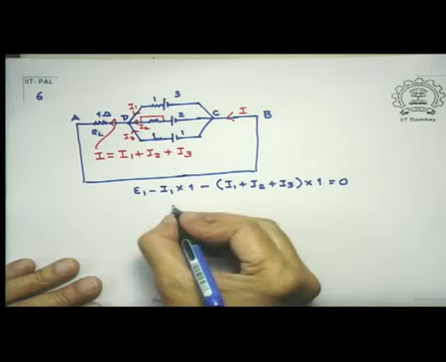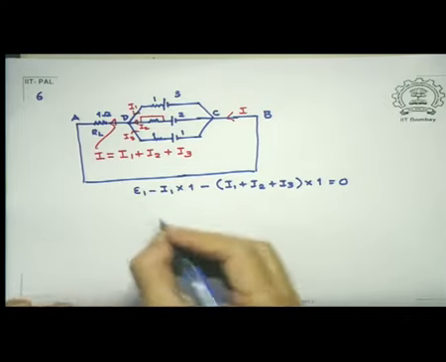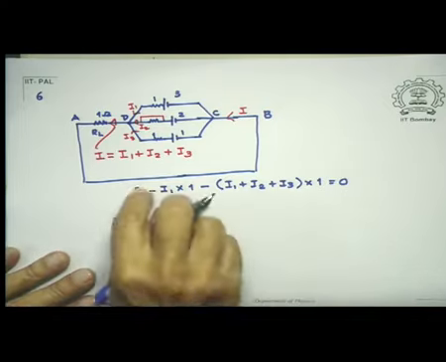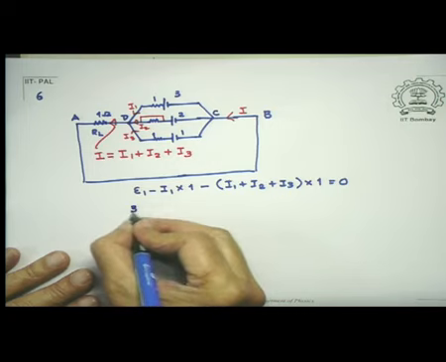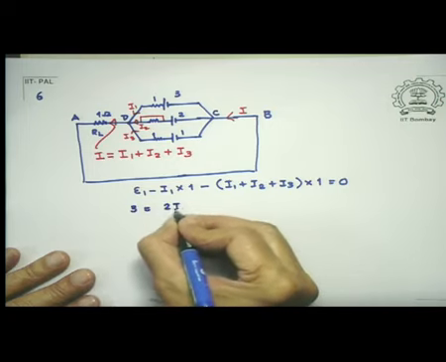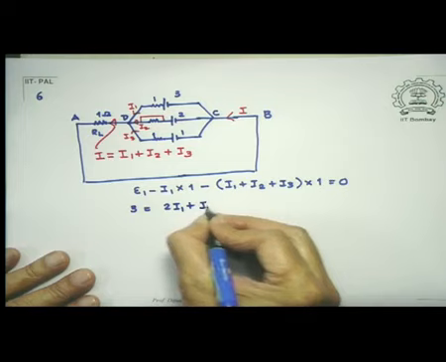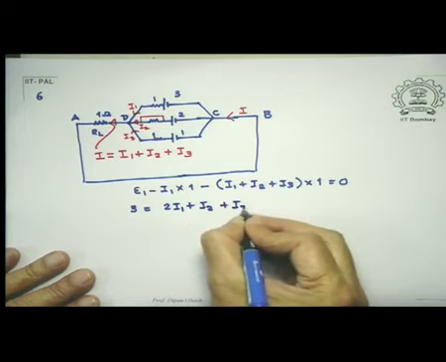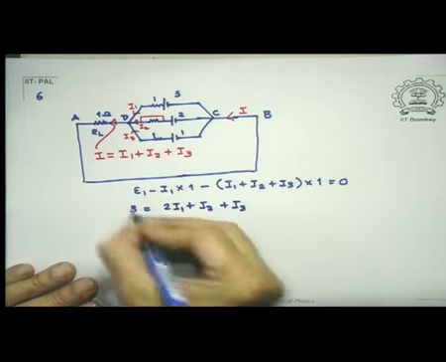So this gives me, since my E1 is 3, 3 is equal to 2I1 plus I2 plus I3. So that is my equation number 1.